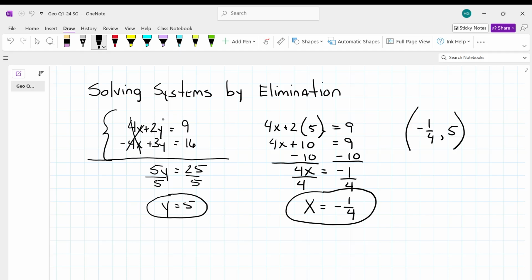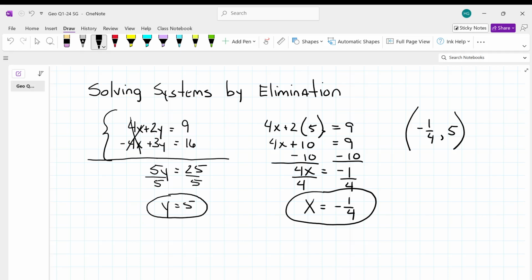So whenever you look at the two equations and they have opposite numbers in front of the variables, just add the equations together. When you do that, it will eliminate a variable. Solve for that variable and then substitute. After that, you're finished. Now, that's as easy as elimination gets. All right?